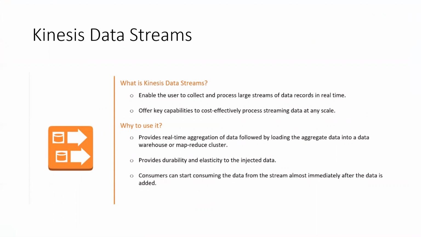There is Kinesis Data Streams. Video Streams collects mostly video, media-related files. Data Streams is mostly for data records, when you have a large amount of data, or, like the live scoreboard I talked about, for those kinds of scenarios you can use data streams. Again, it is cost effective and managed by AWS, durable, elastic, and so on. Now you can start consuming the data from the stream almost immediately after the data is added.